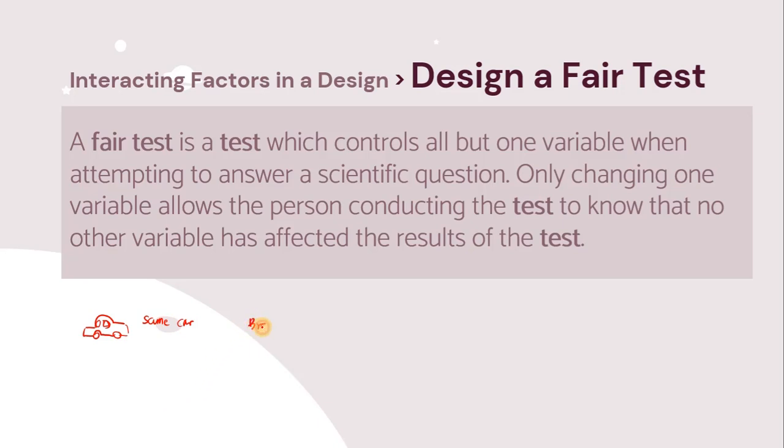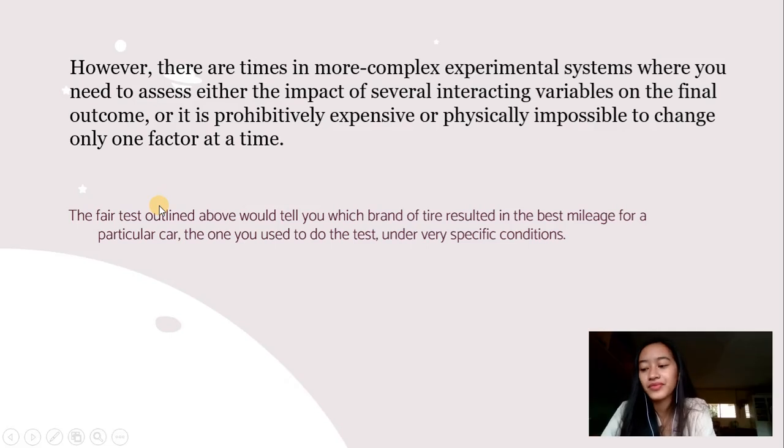But you can have brand A for one car, and another car, you can use the same car, but this time you use brand B for the tire. Okay, and then you just test that one. Aside from these changes in the variable, the tire, everything else is the same: same car, all the other variables will be the same, to be fair. That's why it's called a fair test.